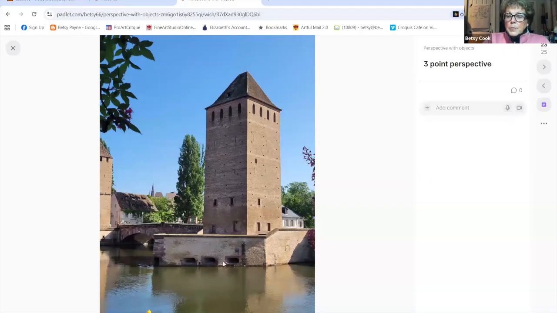That's 2 point perspective. 3 point perspective. What's the edge that's closest of this building? This one right here. We can see it's the front edge of the building that's the closest to us. This is going away that way. That's going away that way.